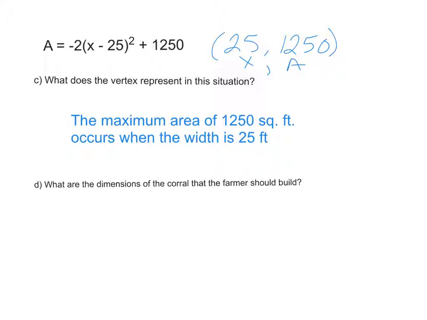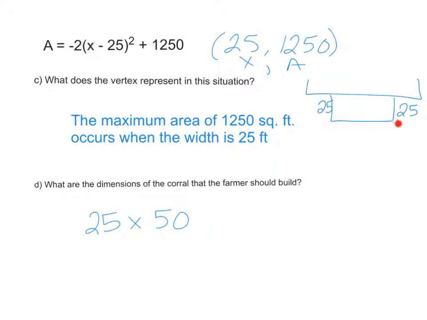Remember what that diagram looked like? We had the barn and then the corral on the outside. That 25 goes here on the sides because that's where the x was. So that's the width. What are the dimensions of the corral that the farmer should build? 25 by 50, right. So 50 is going to be this length, because remember that was 100 minus 2x. Or you can just think of it, if you used up 25 for each side, there's 50 left over. So 25 feet by 50 feet are the dimensions that he should build.